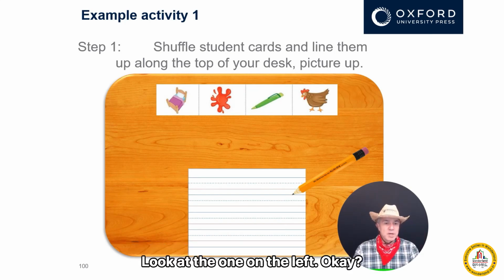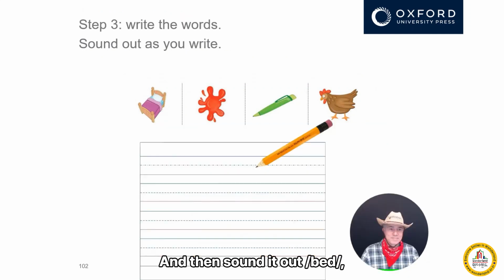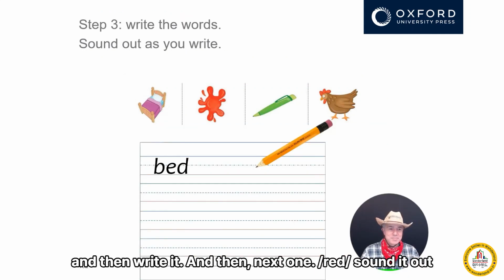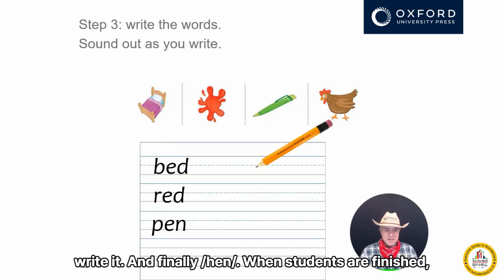Look at the one on the left. Okay, and then sound it out. Bed. And then write it. Bed. Then the next one. Red. Sound it out and write it. Pen. Write it, and finally, hen.